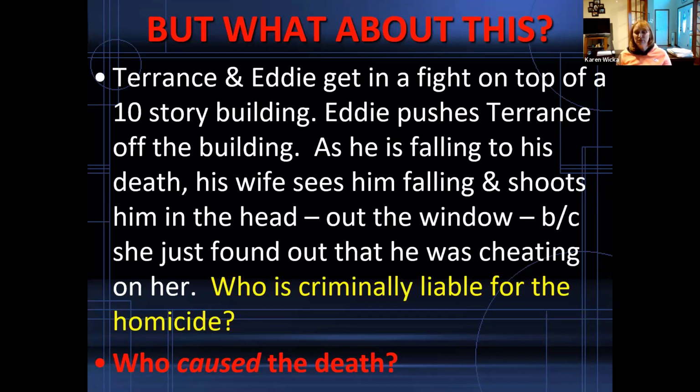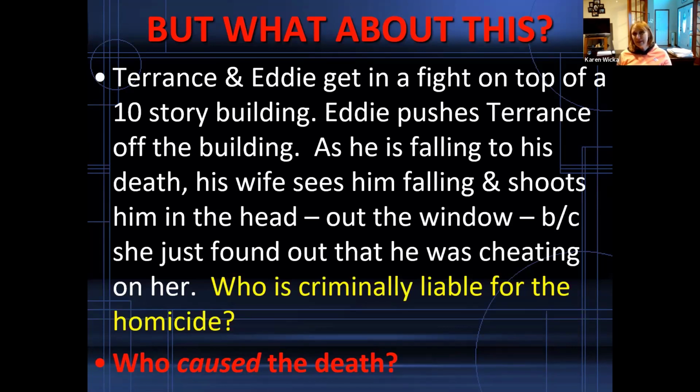As he is falling to his death, his wife sees him falling and shoots him in the head out the window because she found out he was cheating on her. Who is liable for this homicide? Which one caused the death? So now we have to decide, did he die because he was pushed off the building, or did he die because he was shot in the head? Which one actually caused his death?